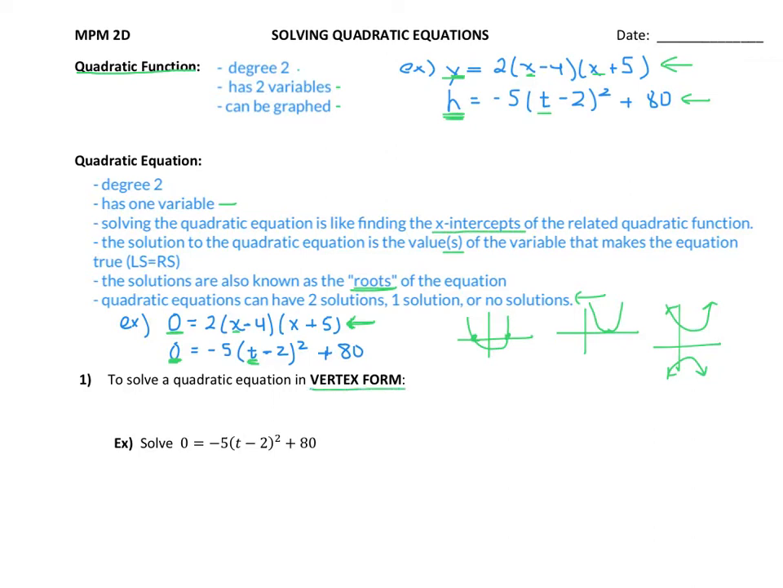And when we have the vertex form, that's the one that is y equals a bracket x minus h all squared plus k. To be able to solve that quadratic equation that's in that form, I'm going to eliminate the y there. I'm going to put a 0 because we only have one variable.